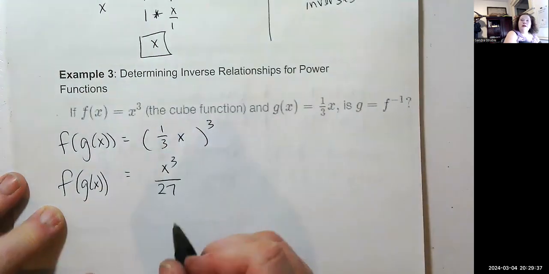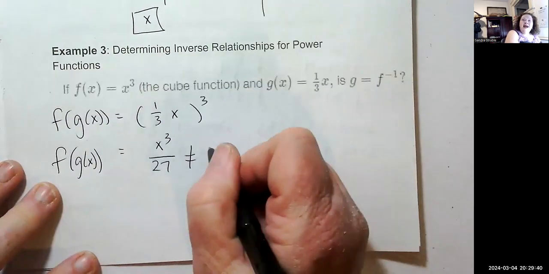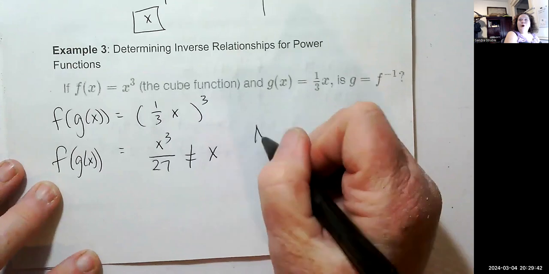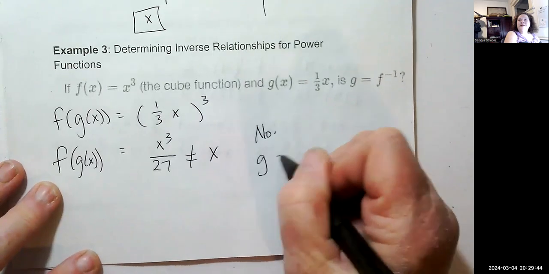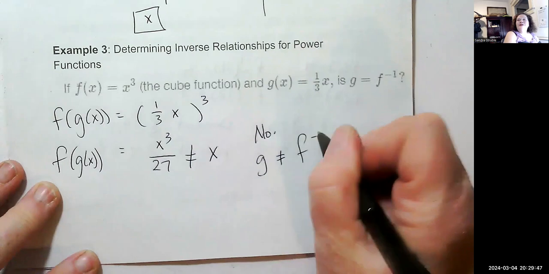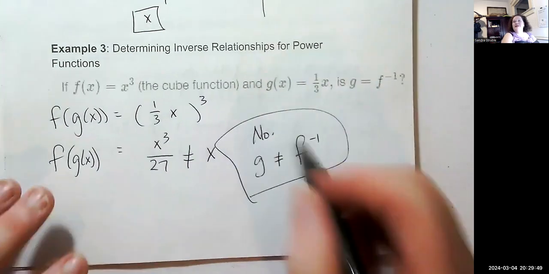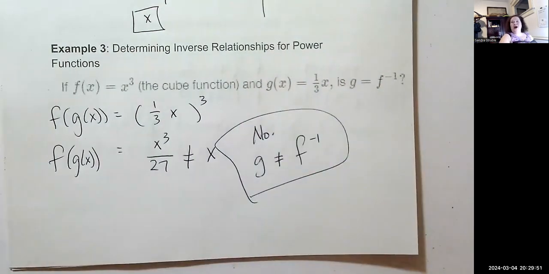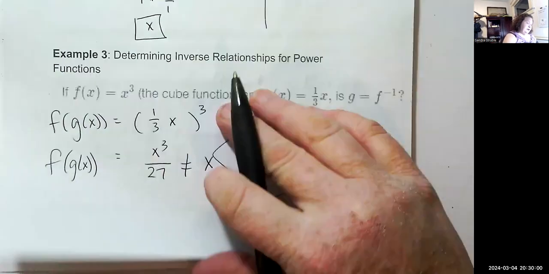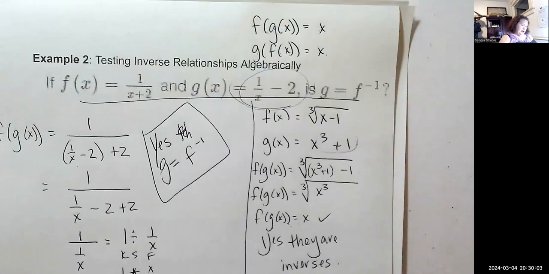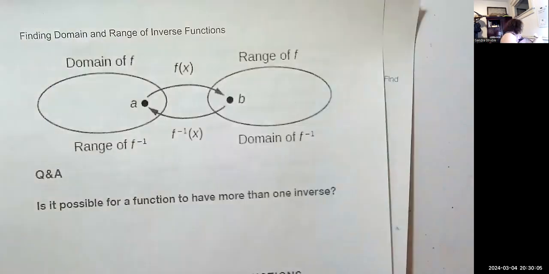And that is definitely not x. So therefore, no, g is not the inverse. They are not inverses of each other. Okay. Please make sure that any questions you have along the way, you write them down. Go to the next one.